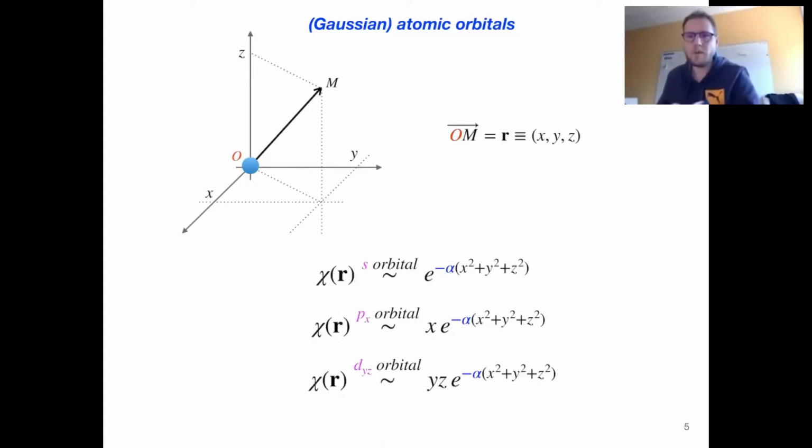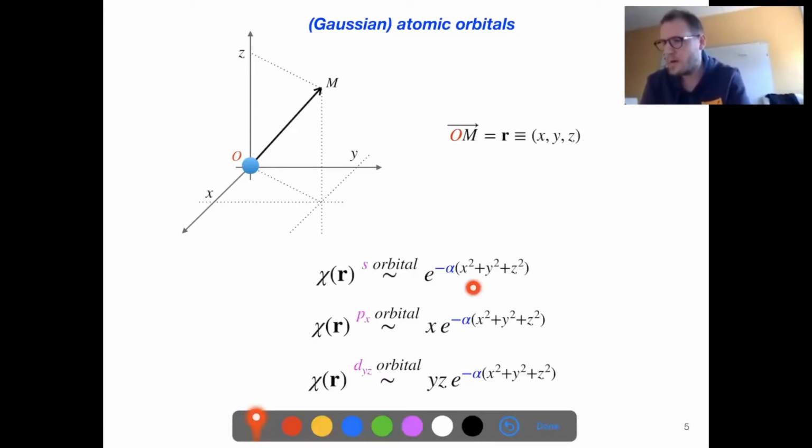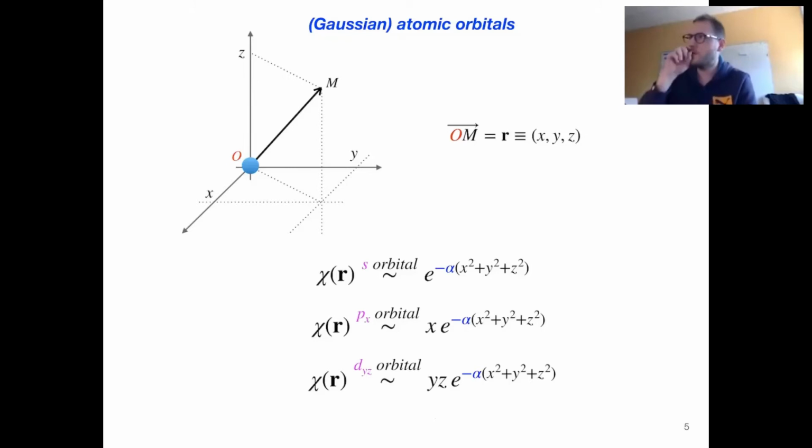So for example, if you have an S orbital, it's of course spherical. So you just have a bare Gaussian orbital, okay? But if you have a p orbital, like the px, then you will have an x in front. If you have a d orbital, could be like a d, y, z orbital, for example. Then you have this product of y, z, and so on. So you can create like that a full basis of atomic orbitals based on Gaussian functions.